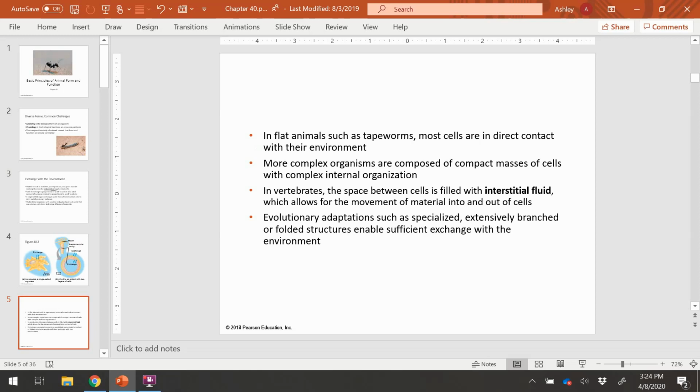Other animals that are thicker than 2 cells, like flatworms, have most of their cells in direct contact, and so they are capable of getting enough exchange because of their flat body plan. But for vertebrates and other complex organisms, they're going to have space between their cells. This is going to be filled with interstitial fluid that allows for movement into and out of cells.